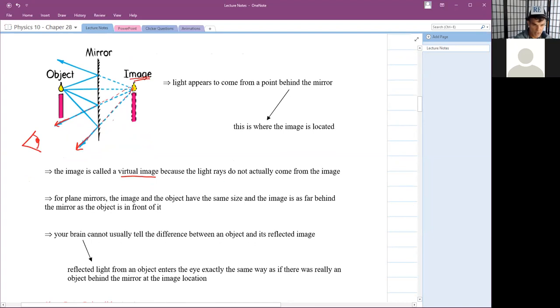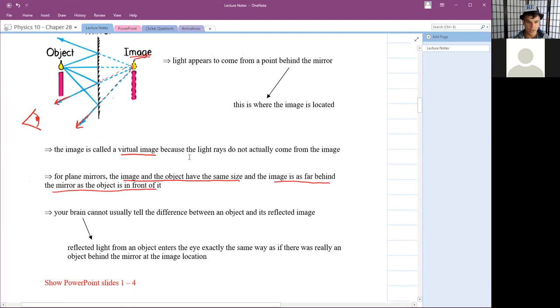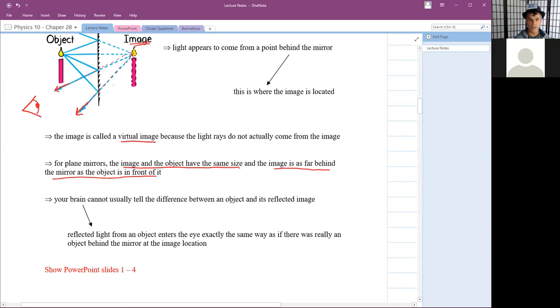One, the image and the object always have the same size, meaning your image always appears to be the same size as you. And another interesting thing is the image is always as far behind the mirror as the object is in front of it. And as I'm saying, your brain can't tell the difference between an object and its reflected image, meaning reflected light from an object enters the eye in exactly the same way as if there really was an object behind the mirror at the image location.